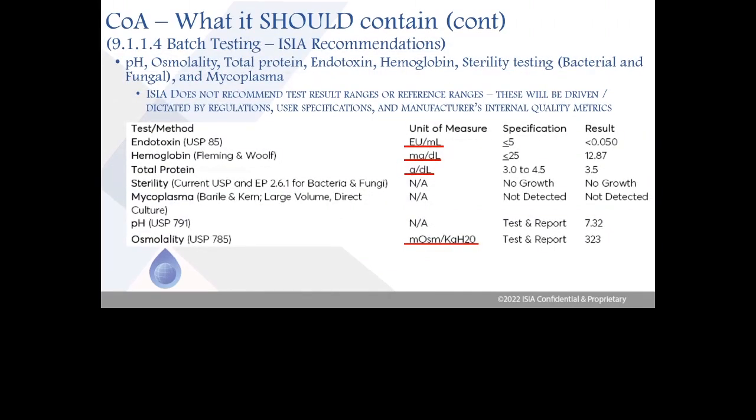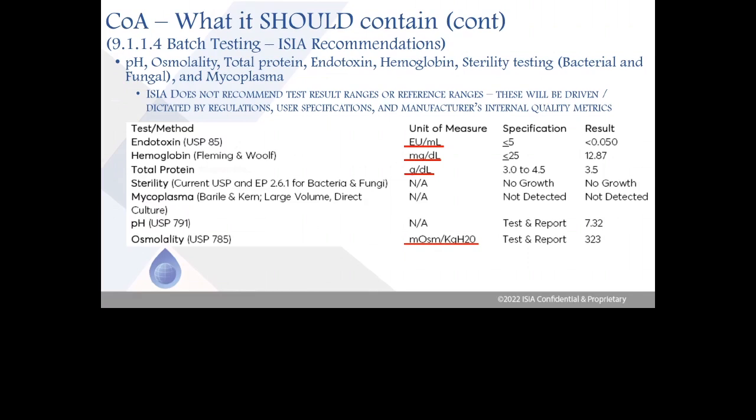So now we know we're looking at a C of A for FBS. We know what our product number is, where it was collected and processed, how it was filtered, when it was manufactured, what the expiration date is, and how much is potentially available for purchase. The next section of the C of A generally includes batch testing data.